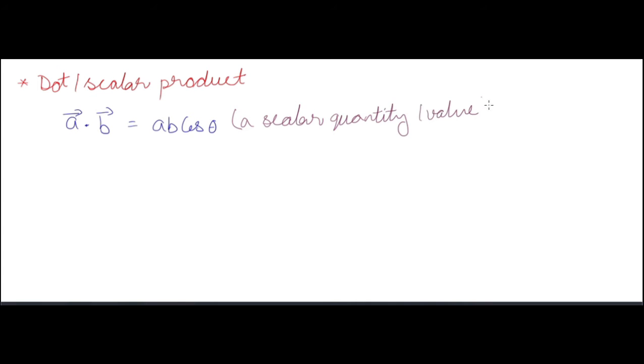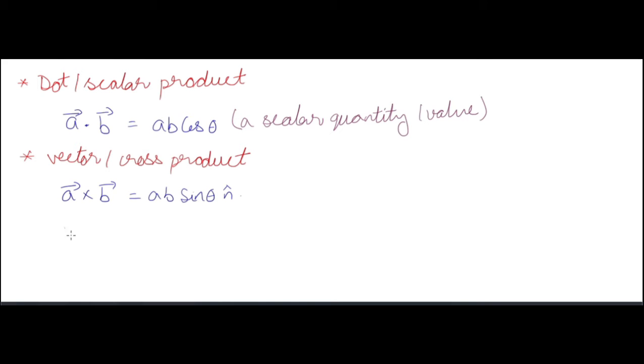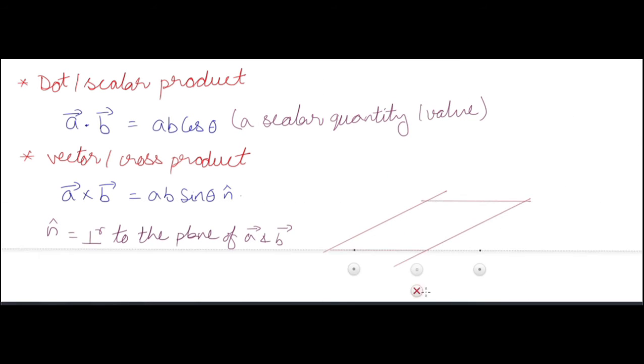Now we have the dot or scalar product. The resultant of a dot or scalar product will give a scalar value. So if you have two vectors a and b, then the dot product will give a scalar value. So a dot b is equal to ab cos theta, where theta is the angle between a and b.